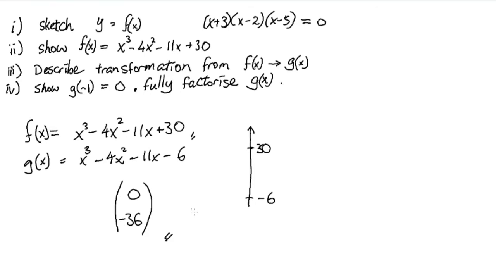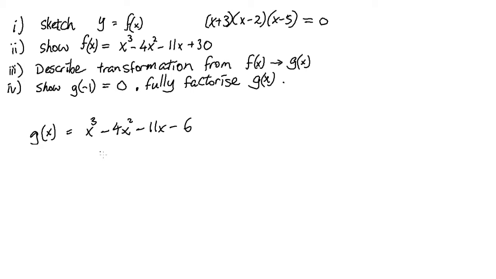Note that you are also required to state that this transformation is a translation, and so if you miss out this key phrase, then you will not get 1 mark out of the question. And finally, show that g of minus 1 is 0.